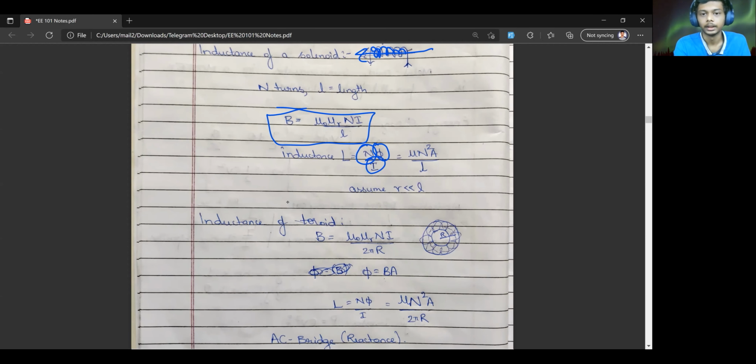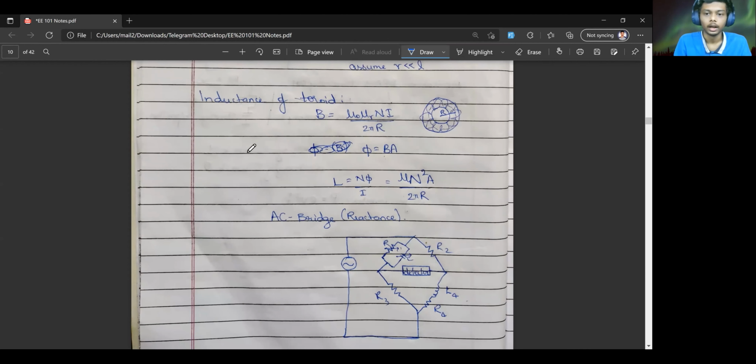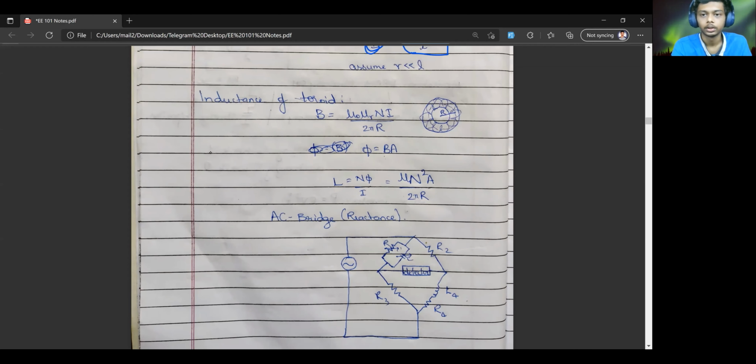So basically it depends only on the geometry of the wire, not exactly on the current, but on the flux which actually passes through it. So this is what the inductance is. Now we have another device called a toroid, where you basically make the inductor into a circular shape and then pass current through it and find the inductance. When you do the same thing, you get the inductance of the toroid as mu n square a by 2 pi r, where r is the radius of the toroid.